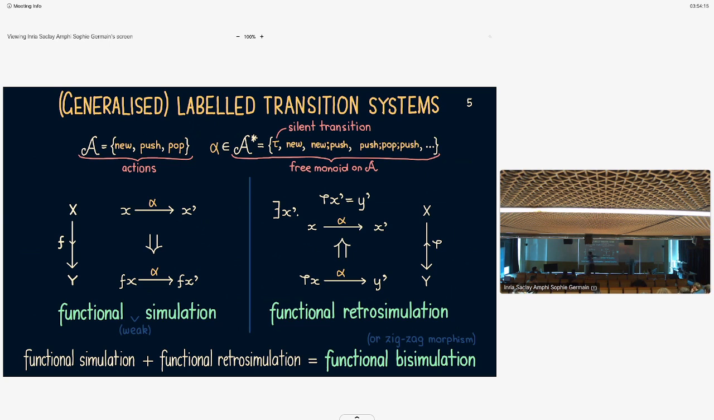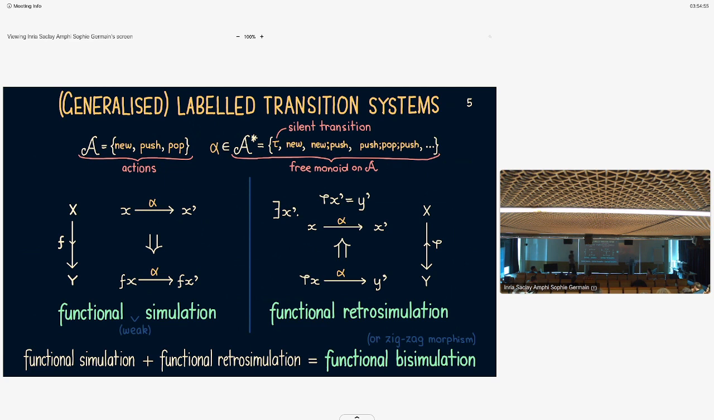So here we again have a map between the states of two of these generalized transition systems, but now we have a lifting property. For every state x in the domain transition system, and for every state y prime in the codomain transition system, if I can get from phi of x to y prime via the sequence of actions in alpha, then there should exist a state x prime in the domain transition system corresponding to y prime, such that I can get from x to x prime via the same sequence of actions alpha.